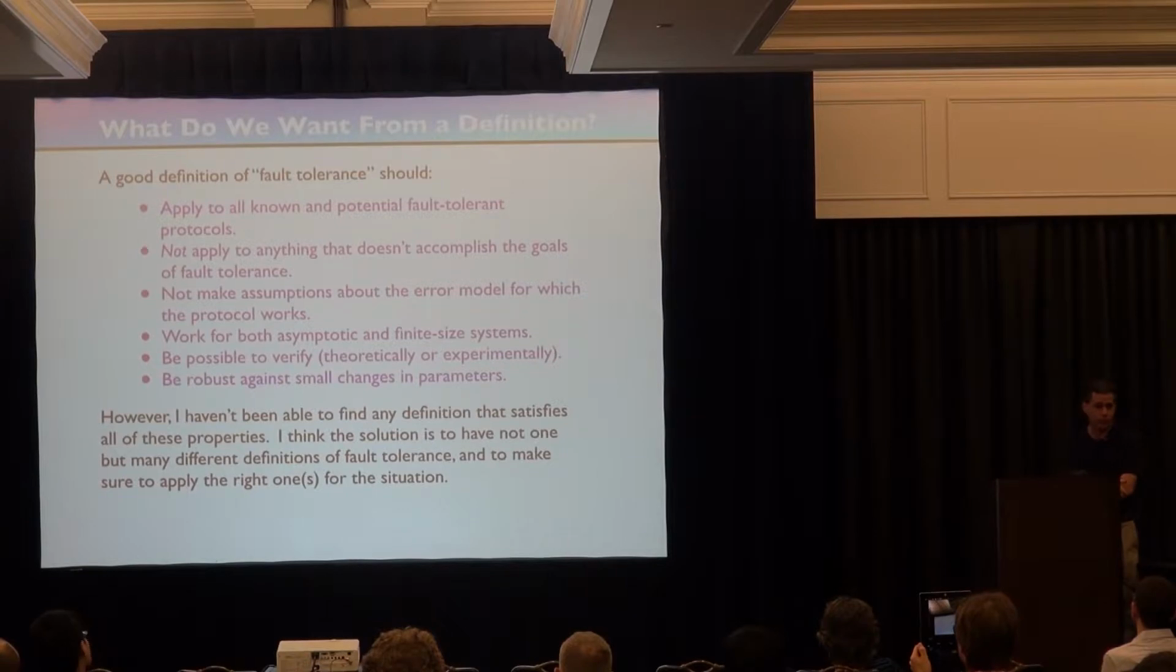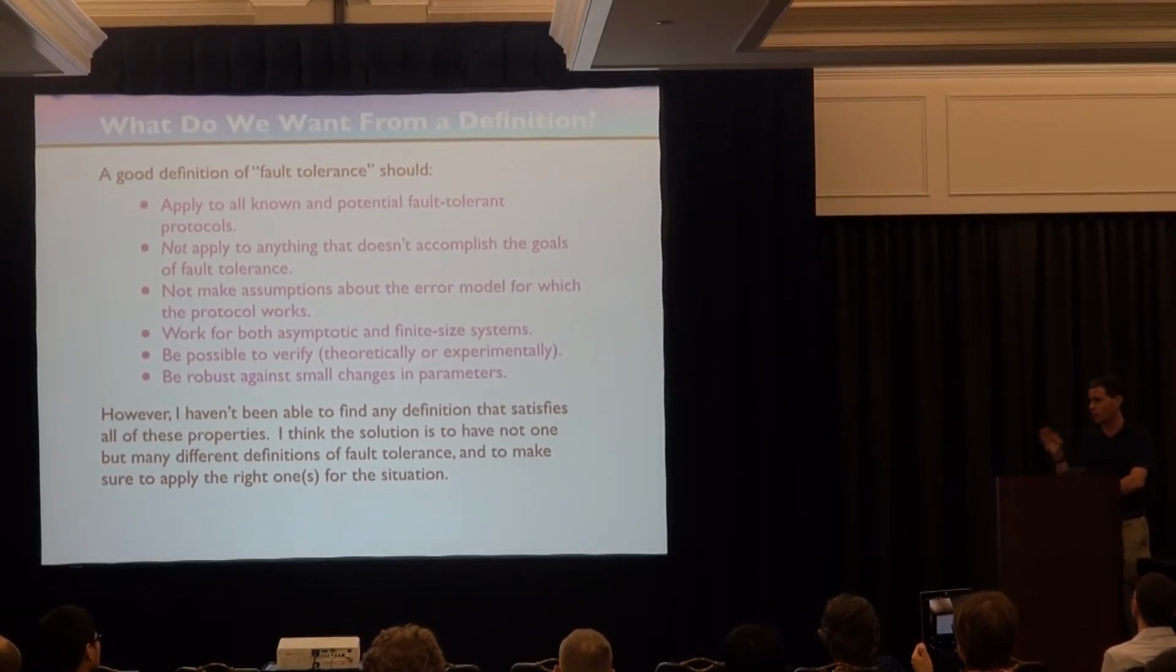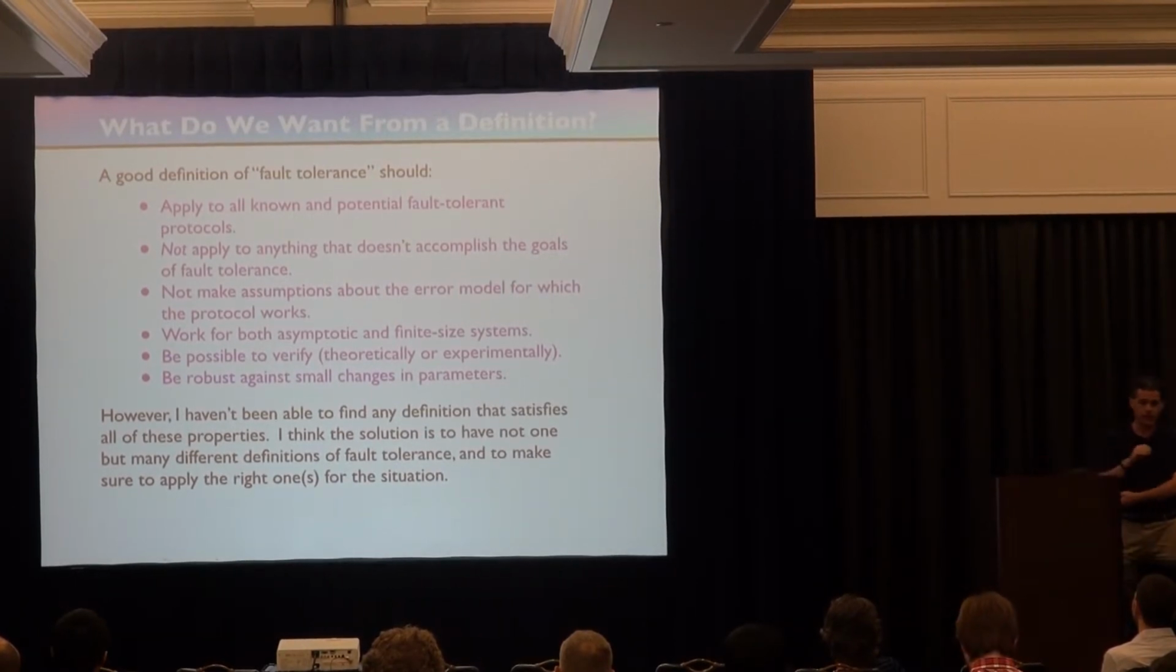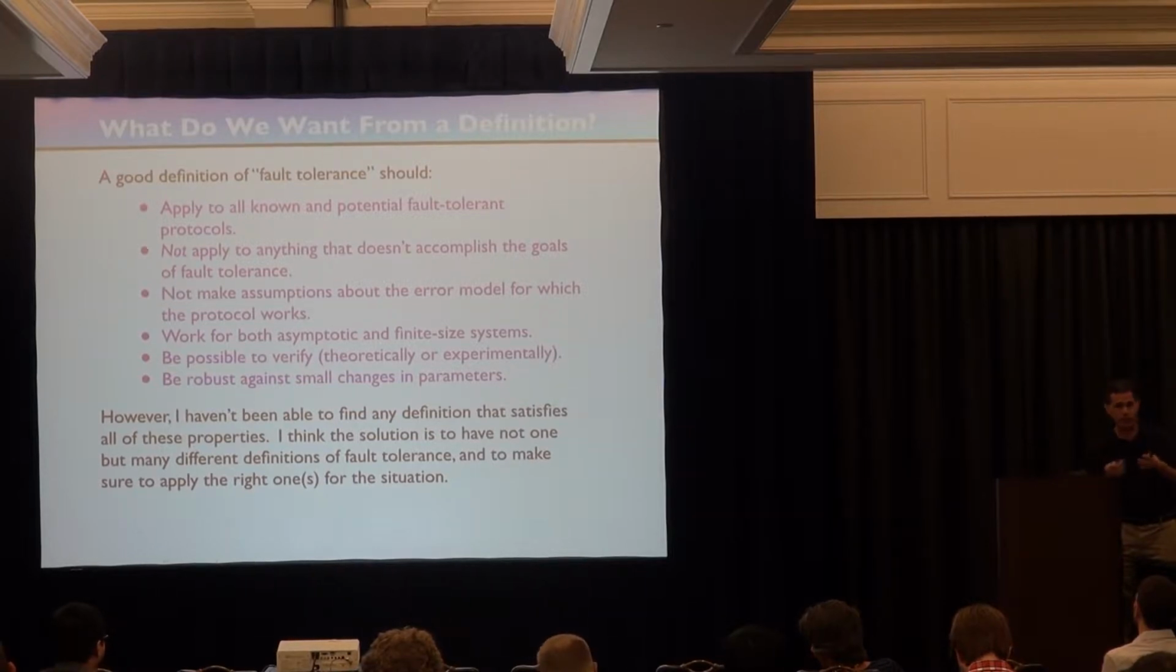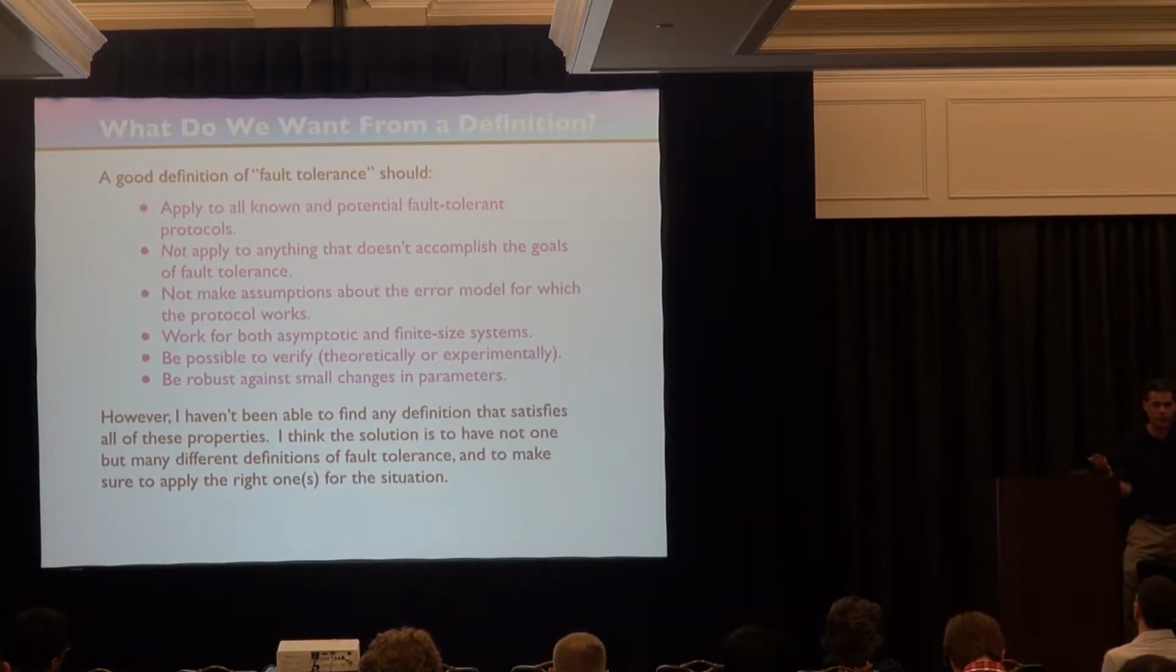The other side is also important, right? We want it to exclude things that don't accomplish the goals of fault tolerance, right? So if you have something that maybe looks a little bit like a fault-tolerant protocol, but it doesn't deal with errors, that's no good.